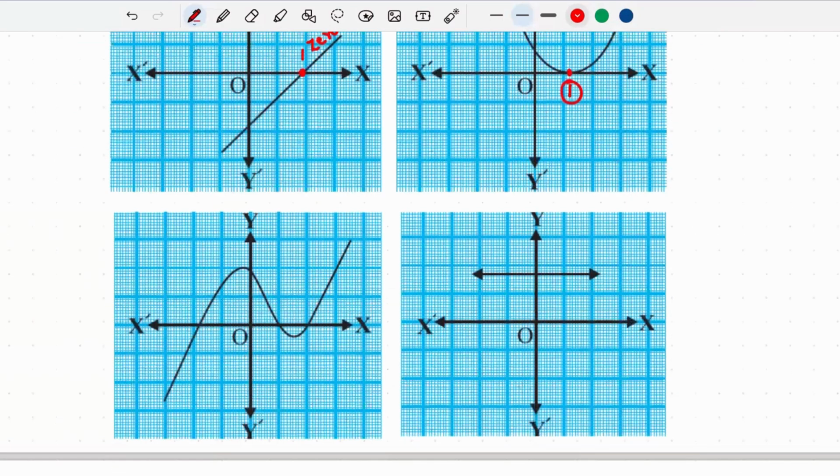If we move to the next graph, you can see this graph of the wave shape touches the x-axis at 3 different points, which means there are 3 zeros or 3 values of x for this given polynomial. In this case, you can see it is not touching the x-axis, which means there is no solution or value of x, or we can say there are no zeros of the polynomial.